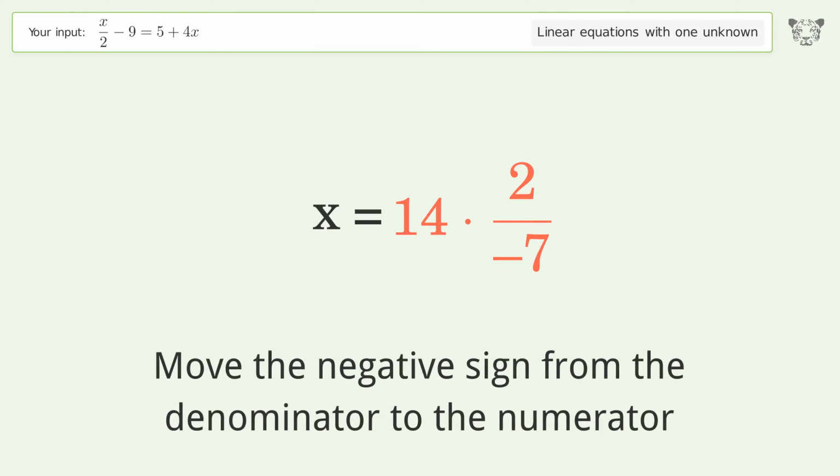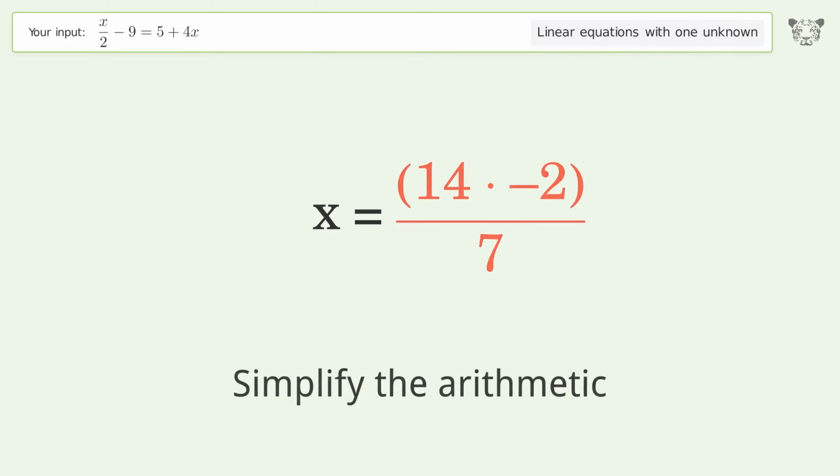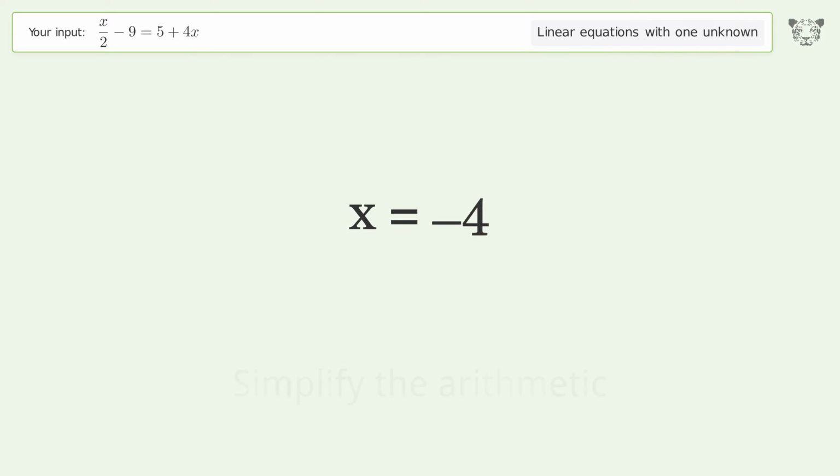Move the negative sign from the denominator to the numerator. Multiply the fractions. Simplify the arithmetic. And so the final result is x equals -4.